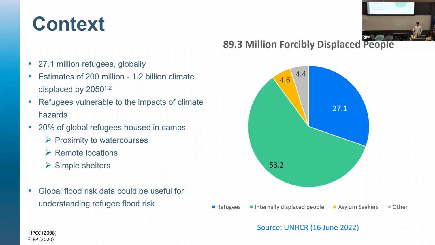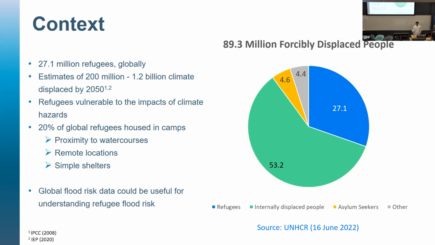Refugee camps, which house 20% of all refugees globally, are also incredibly vulnerable to the impacts of flooding. They're typically located near watercourses because they need access to fresh water, which increases their exposure to flooding. They're typically located in remote locations with limited access to roads and infrastructure, which makes relief efforts post-disaster difficult. And the shelters which house the refugees within the camps are typically built out of simple materials which aren't built to withstand flooding. So to properly manage the risk of refugee camps, it's important to understand which camps are exposed and how exposed they are.